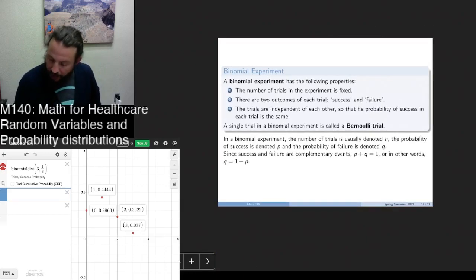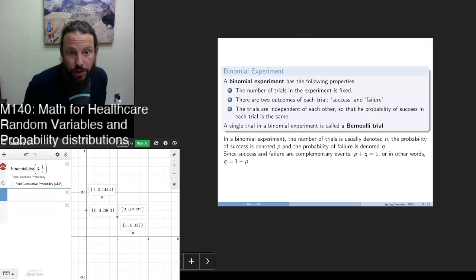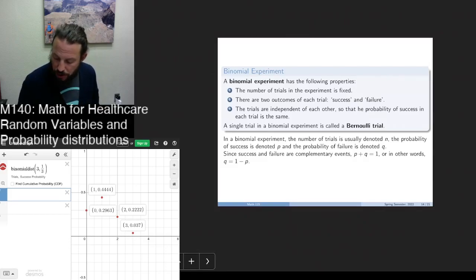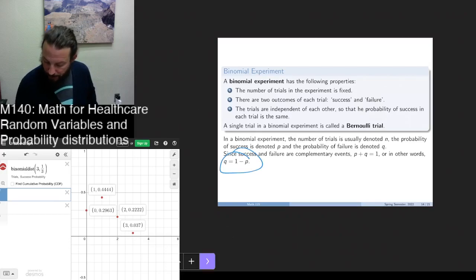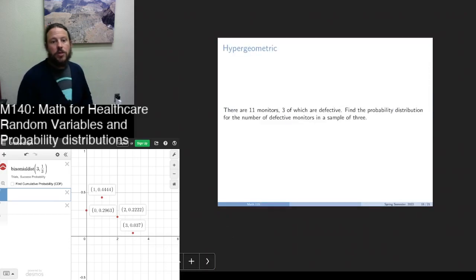All right. And like I've written down, we usually use P for the probability of success, Q for the probability of failure, and Q is always equal to 1 minus P, because there's only 2. Now, this is close to the binomial distribution. Here we have 11 monitors, 3 of which are defective. Find the probability distribution for the number of defective monitors in a sample of 3.